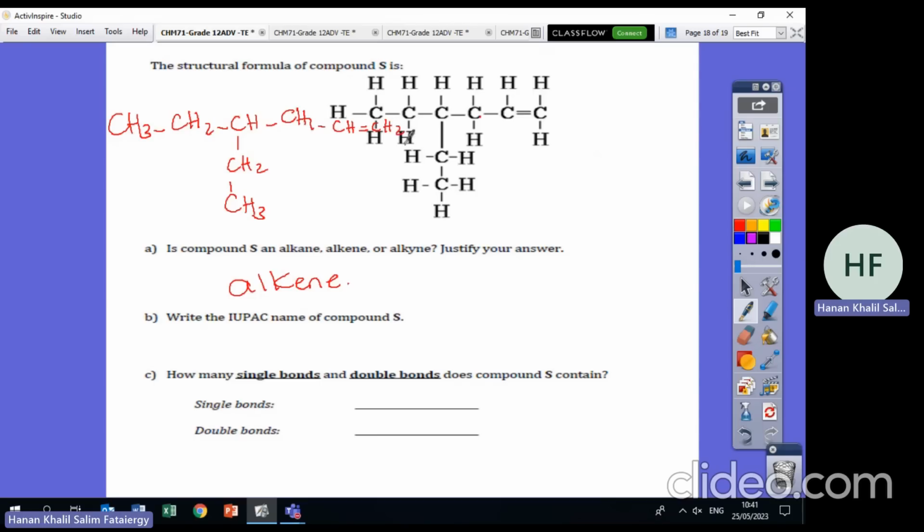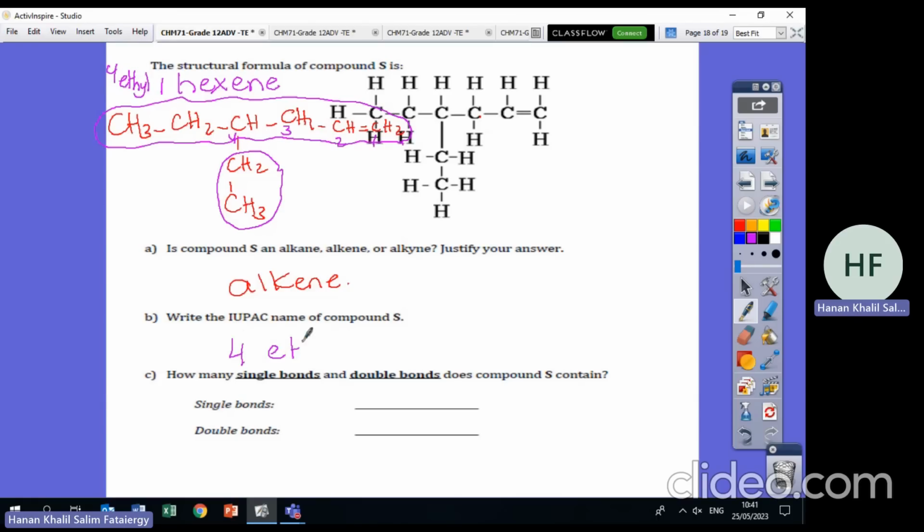Okay, how do we name this alkene? Of course first thing we will do the parent chain. The parent chain has 1, 2, 3, 4, 5, 6 carbons, so I will say hex. It has a double bond, so I will say ene. Where is my double bond? It is at carbon number 1. Now I have a branch. Where is my branch? This is 1, this is 2, this is 3, this is 4. Okay, so number 4, I have ethyl. So the name is 4-ethyl 1-hexene.